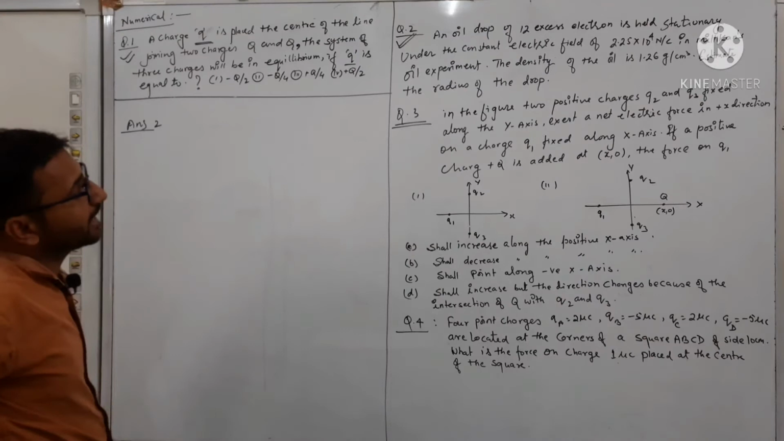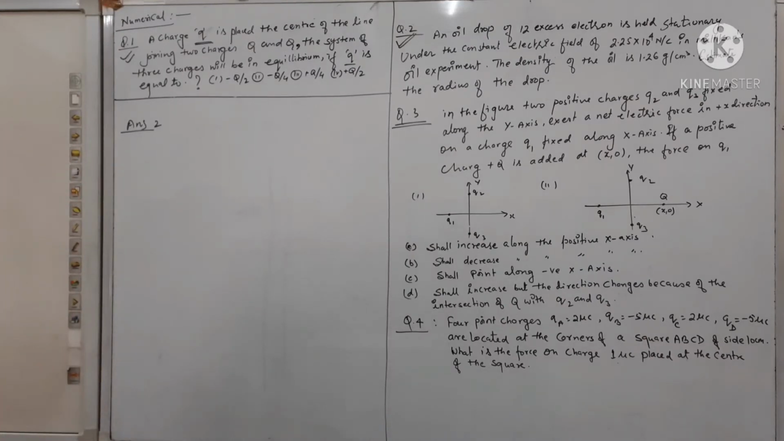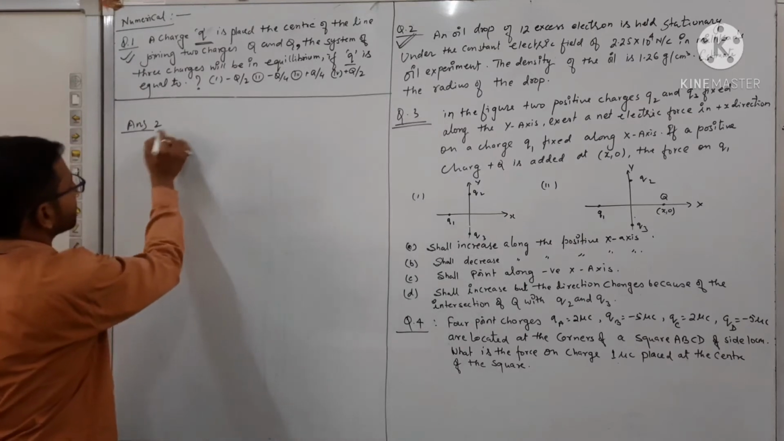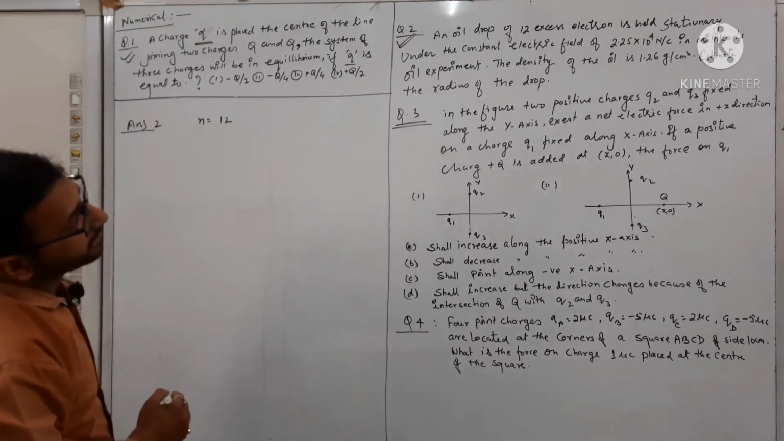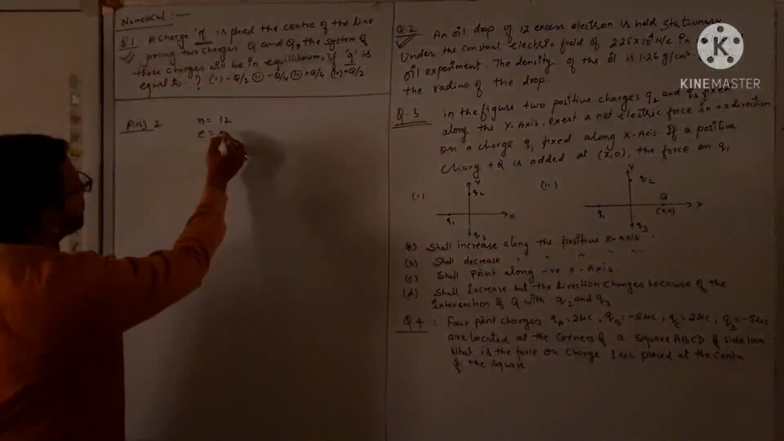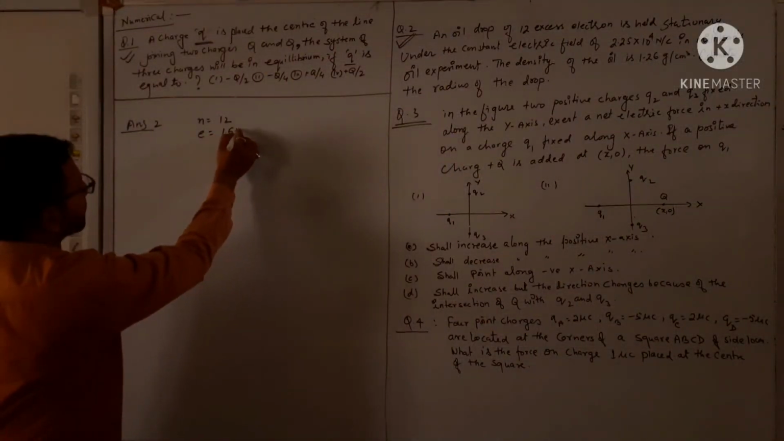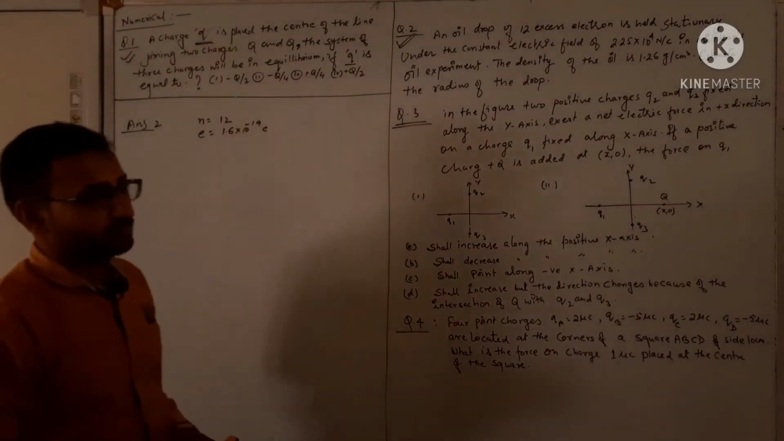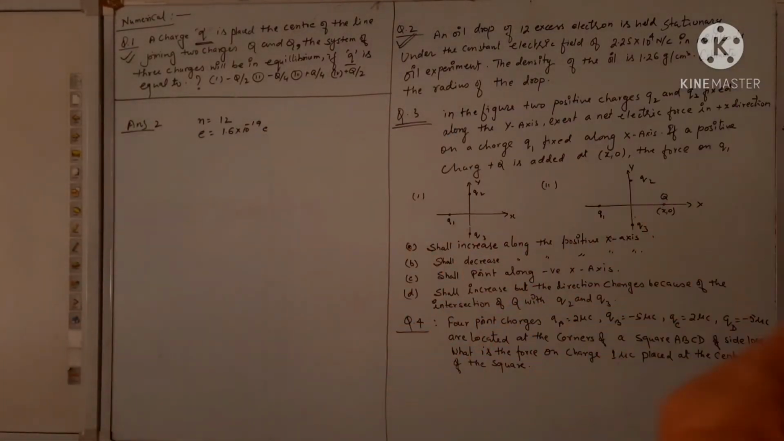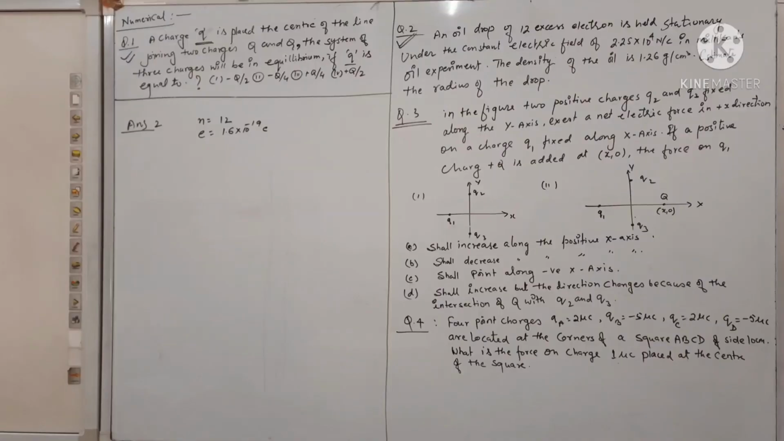In this we have an oil drop with 12 excess electrons. So we have the number of electrons 12. Okay, and we know that the charge on one electron is 1.6 times 10 raised to the power minus 19 coulomb.